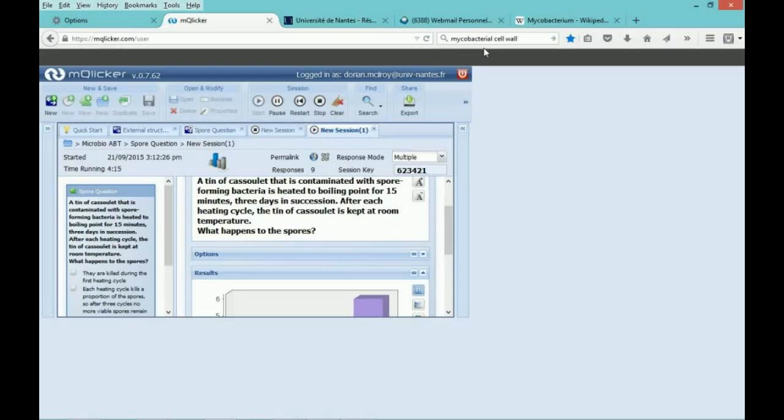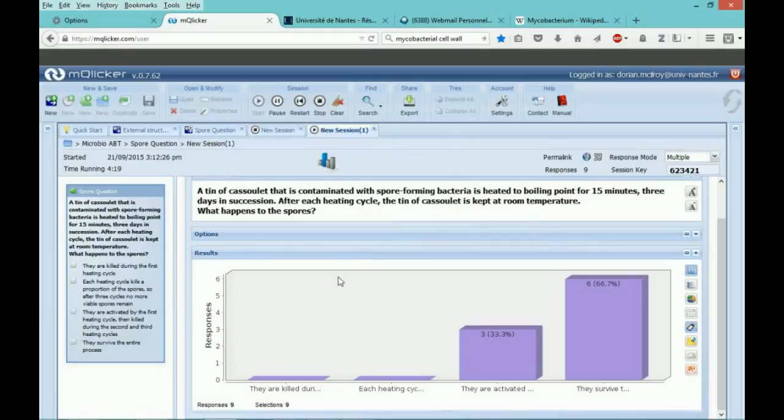Okay, so these are the answers you've sent in. Nobody said A. That's right, they can resist 100 degrees, so that's not the right answer. Each heating cycle kills a certain proportion. That seemed reasonable to me. So maybe you don't have 100% efficacy. You have like 90% efficacy, so you have to do it three times to make sure they're all dead. But nobody thought that. We've got two-thirds of people who think they survived the whole thing. And one-third of people say no, they're activated during the first cycle, and then they get killed in the other cycles. So somebody who answered this, can you explain to us what is going on?